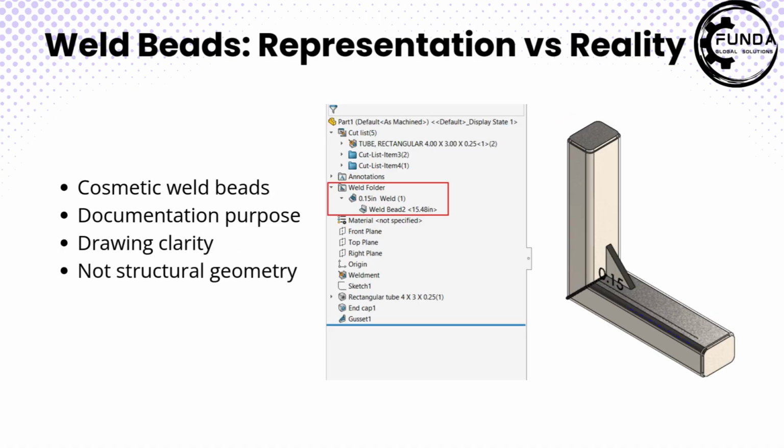Weld beads in SOLIDWORKS are cosmetic representations. They are mainly used for documentation and communication. Weld beads clearly show where welding is required in drawings, but they do not add structural strength to the model. They should never be confused with real weld geometry or used for analysis.